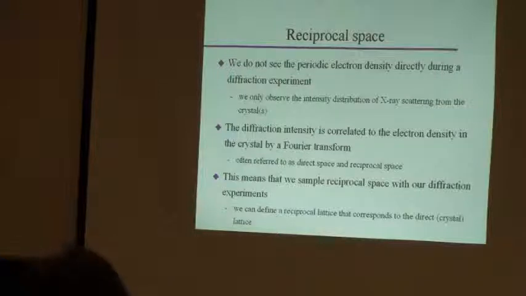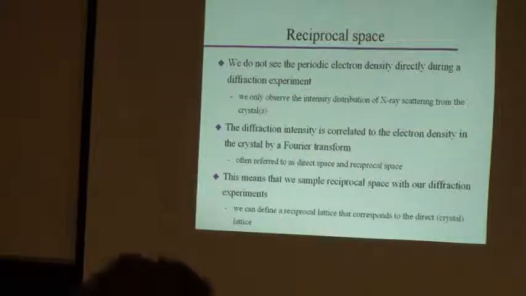Direct space is actually the crystal with its periodic array of electron density. Okay? So your sample is basically direct space. But because your data is related to what your sample looks like by a Fourier transform, your data is collected in reciprocal space. It's like a mold, forming a mold around the sample data.